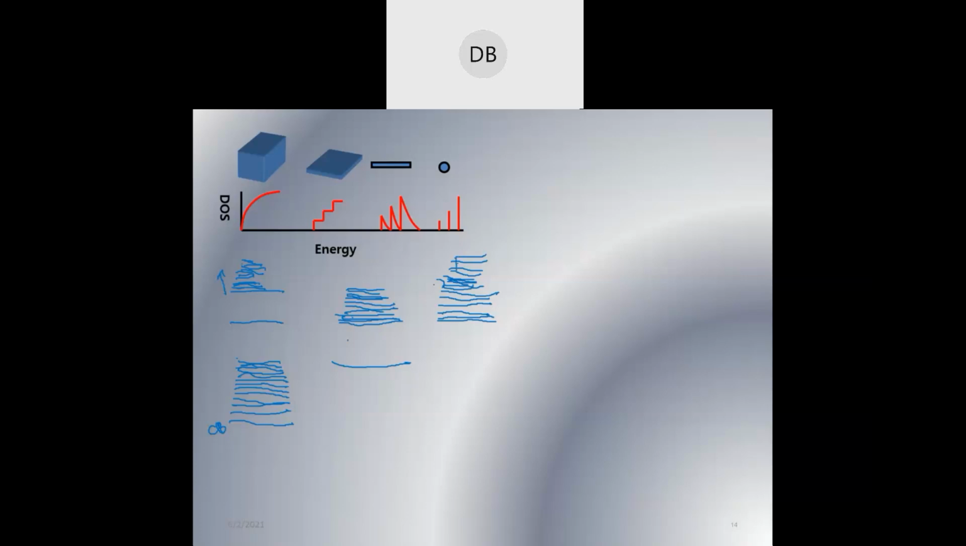Again it will be difficult to draw with this. Anyway, again it will be very dense. So that is what this one is.